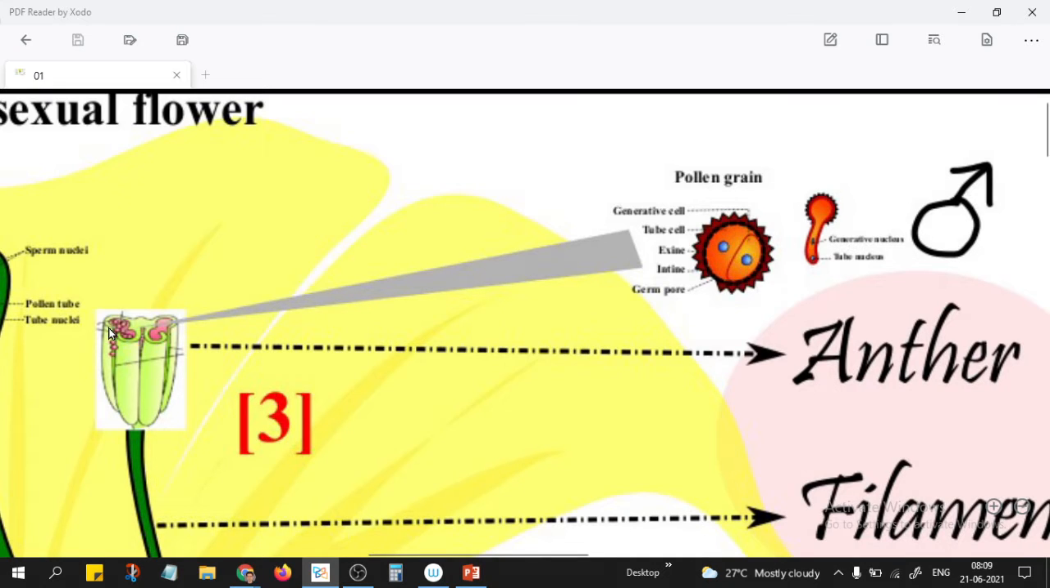So if the flower has both male and female reproductive structure, it is a bisexual or hermaphrodite flower. Okay, bisexual or hermaphrodite. Examples, the most common we see, are the hibiscus, rose, lily and tomato.